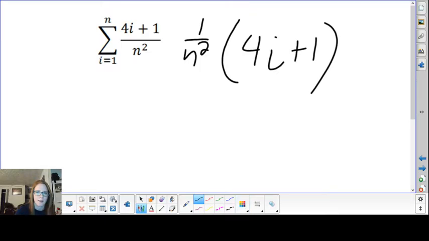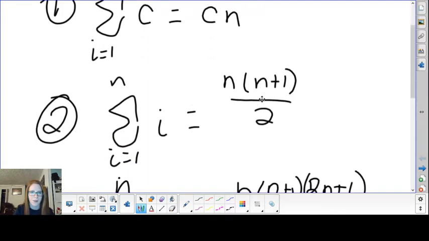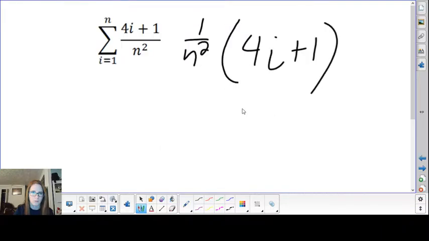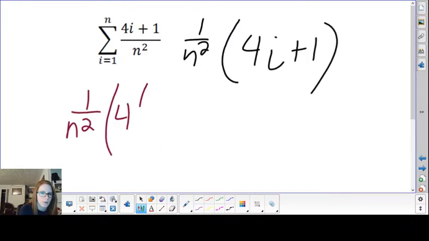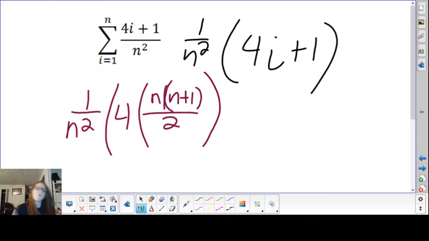So I'm going to go ahead and replace my i now with n times n plus 1 divided by 2. So off to the side I have my 1 over n squared. I still have the 4 there, and it's 4 times i, so I need to replace that with n times n plus 1 over 2, because only that has the 4 with it. And then plus, well, 1 is a constant, and I said I take that constant value times n.